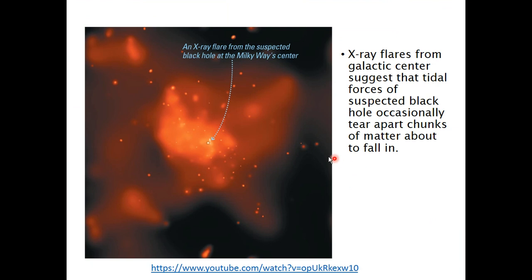And we can see X-ray sources coming from that. Essentially, as stuff falls in, it's basically ripped off of other objects, and we see flares of X-rays coming from it.